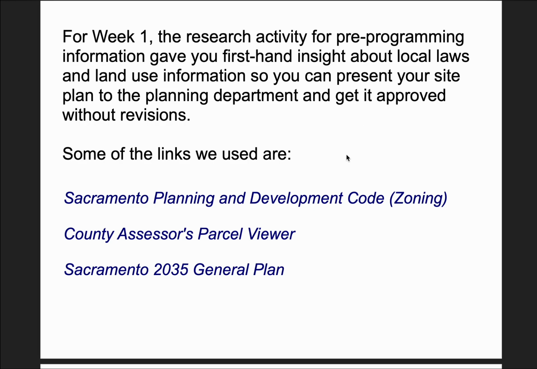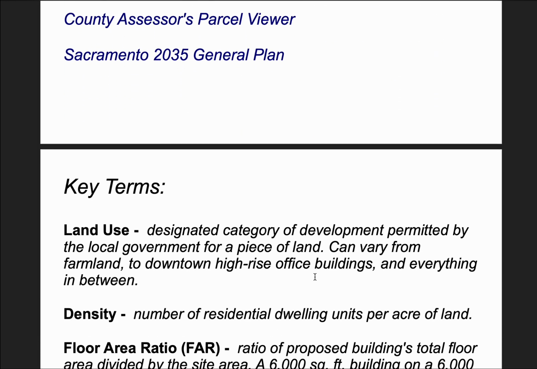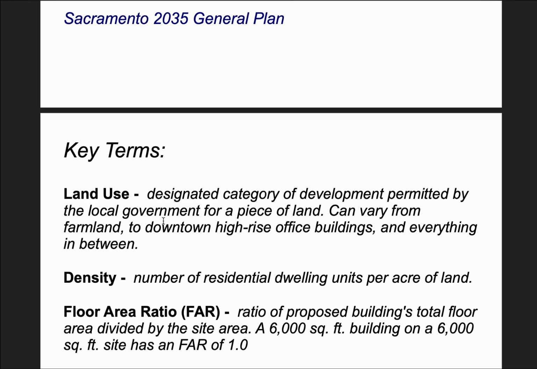So I remind you again that some links that we have used are the Sacramento Planning and Development Code. We looked at the parcel viewer. We looked at the general plan from the city. And the key terms that we use are land use: what kind of land use is it? I believe our project is commercial C2, but it belongs to a special planning district, and so there are some additional restrictions and guidelines that we have.